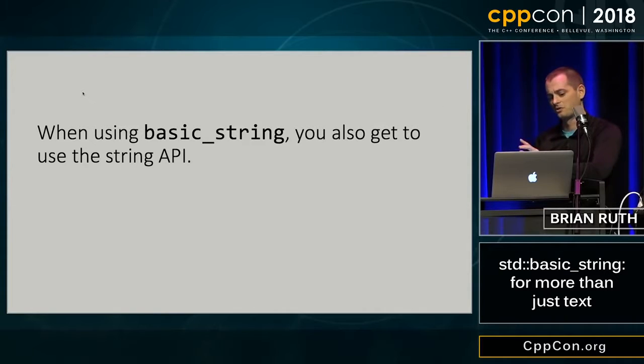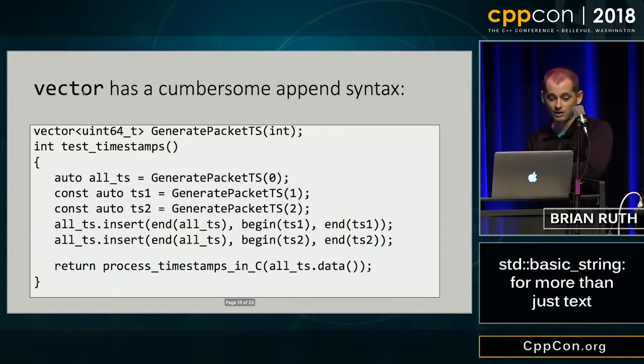Another thing that's cool is when you use basic string, you also get to use the string API. One of the things I've done in the past is generate timestamps based on a packet index. Then you want to aggregate those timestamps together and pass them to some C API to manipulate them in some way. Vector has a very cumbersome append syntax. I couldn't find a way, not using ranges, to avoid a named temporary in order to append to a vector. The slide also demonstrates where I fall on the const and auto side of things. But as you go through, do the inserts, call to C, it works.